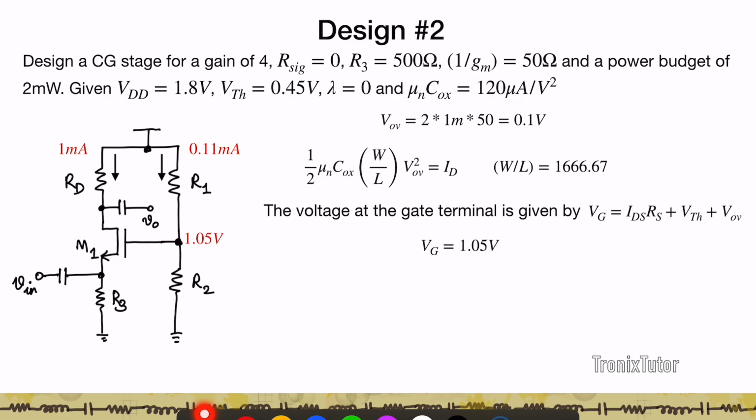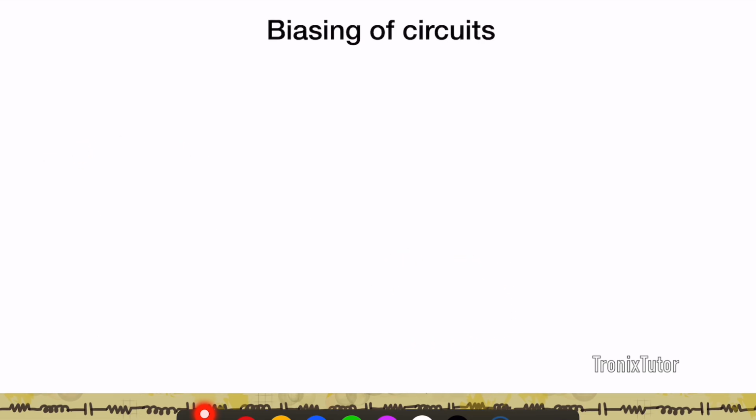So again, now I know this is 1.8, this is 1.05, the current in the bridge is 0.11. So from that I can calculate the values of R2 and R1. And so I get R2 to be 9.45 kilo ohms and R1 to be 6.81 kilo ohms. Again, remember that these numbers will change depending on how you've divided the currents.